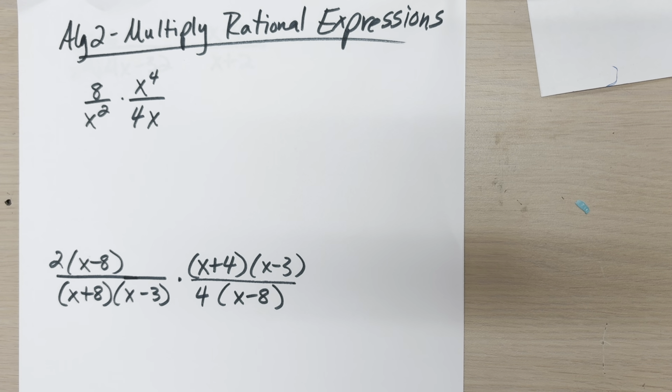We've got 8 over x squared times x to the 4th over 4x. What I like to do with this is make one big multiplication problem. Remember, everything's being multiplied up here. Multiplication's commutative. You can move things around, and you can always cancel out things that are on top and bottom. So the first thing I'm seeing is the 8 over 4, which I know is going to reduce to 2 over 1. Do I need the 1? Not necessarily, but I'm going to write it for now.